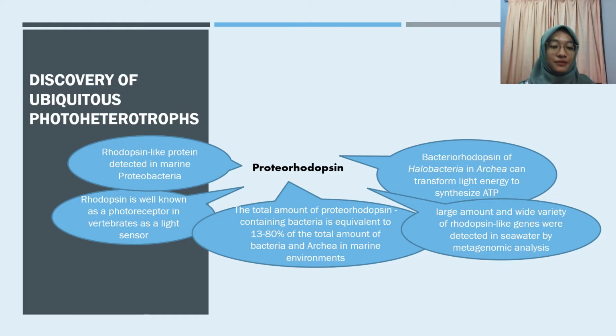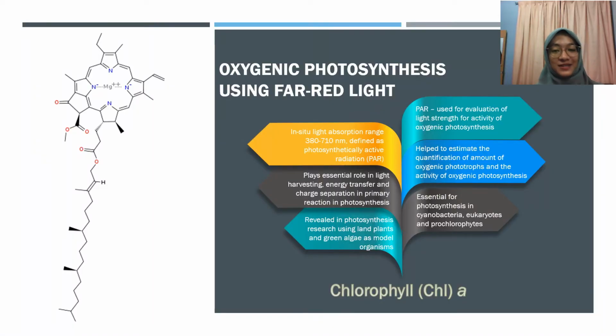archaea in marine environments. So, why are these two findings deemed significant? Because both bacteria are widely and significantly distributed everywhere, and they play a significant role in light transformation in the marine environment. Next, oxygenic photosynthesis using infrared light.